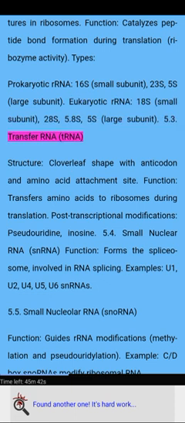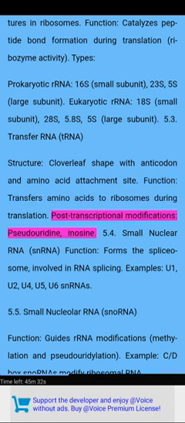5.3. Transfer RNA (tRNA). Structure: cloverleaf shape with an anticodon and an amino acid attachment site. Function: transfers amino acids to ribosomes during translation. Post-transcriptional modifications include pseudouridine and inosine.